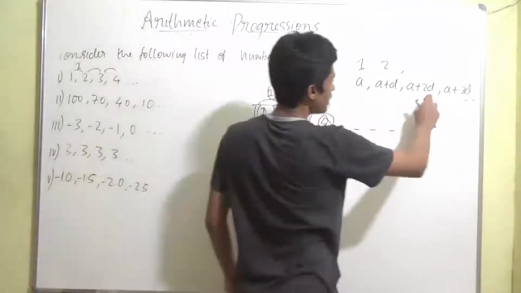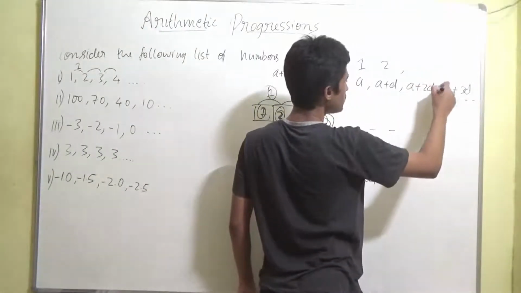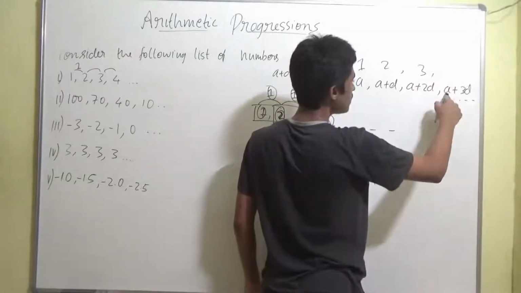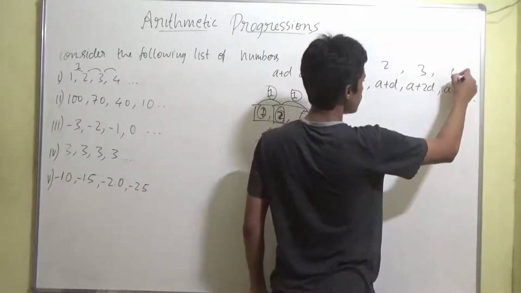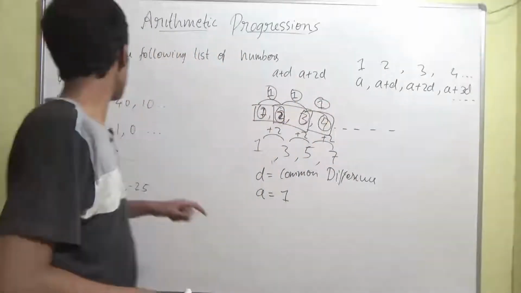So A is 1 and D is also 1, then it will become A plus 2 into 1, that is 1 plus 2 into 1, which is 3. Here it will become 1 plus 3 into 1, that is 4. Getting it, guys? The AP is getting generated. The same formula you can apply to this AP.